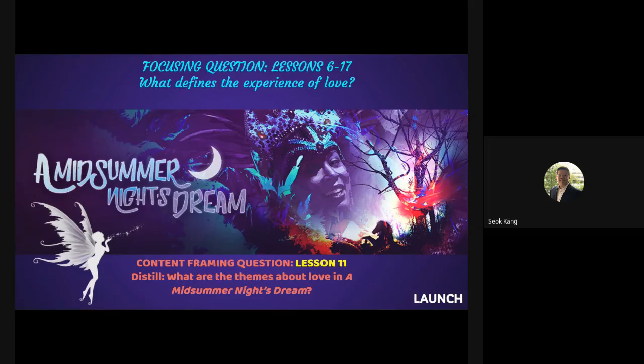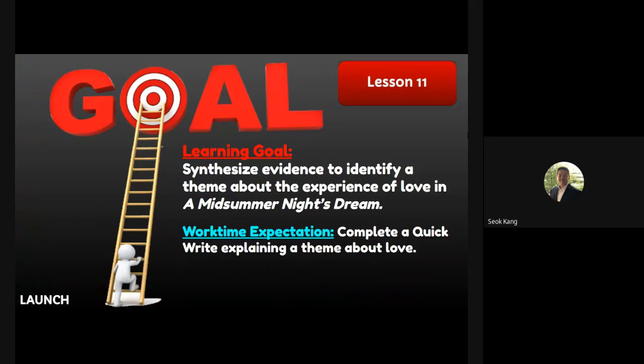Okay. In lesson 11, we are going to be able to synthesize evidence to identify a theme about the experience of love in A Midsummer Night's Dream. Anyone remember what theme is? Because I know we worked on theme quite a bit in the last module. Anyone remember what theme is? Or the definition of theme in your own words.